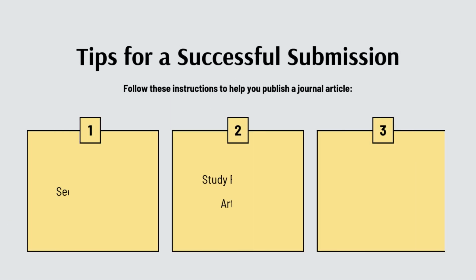Here are some final tips to maximize your chances of success. 1. Seek feedback. Share drafts with advisors or colleagues. They can provide valuable insights and catch errors. 2. Study published articles. Look at articles in your target journal to understand their style and structure. 3. Be patient. The peer review process can take time, but revisions are a normal part of the journey.